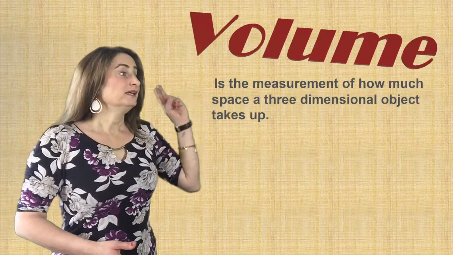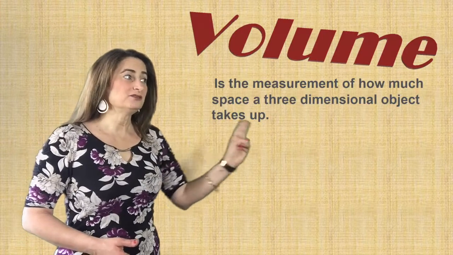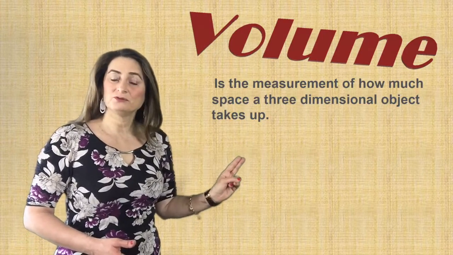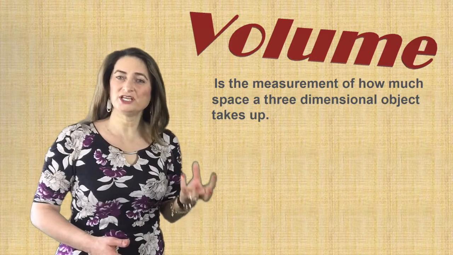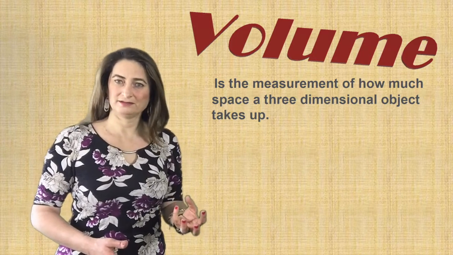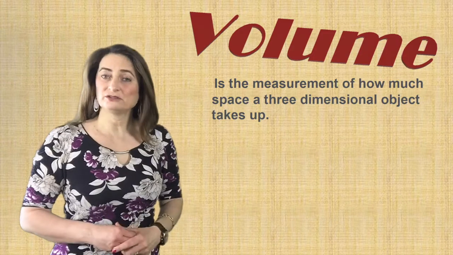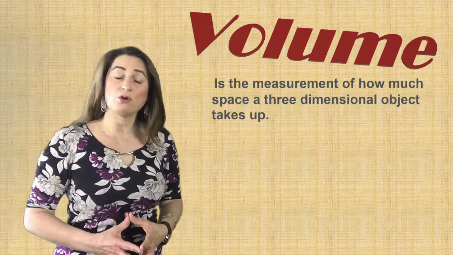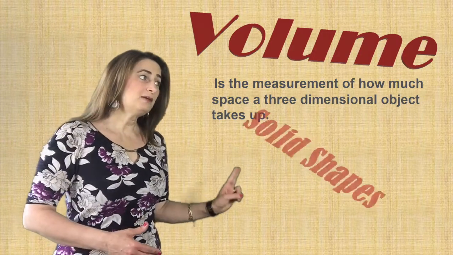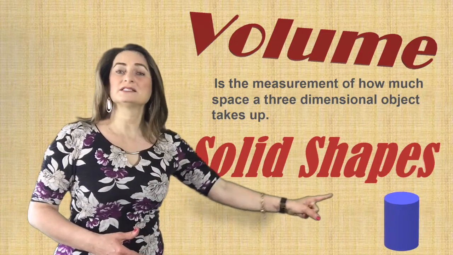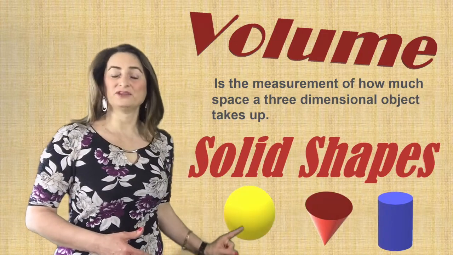Volume is the measurement of how much space a three-dimensional object takes up, which means how much can you fill an object with. Three-dimensional figures or objects are called solids. Examples of solid shapes are the cylinder, cone, and a sphere.